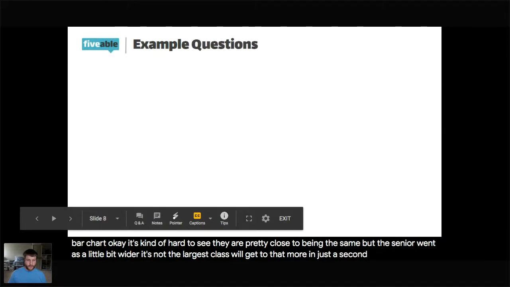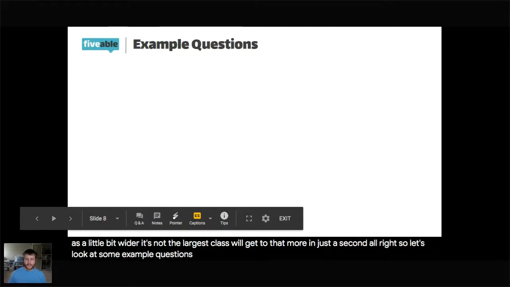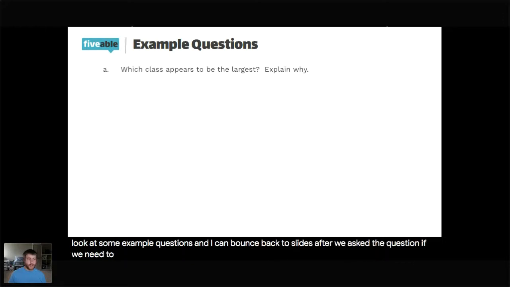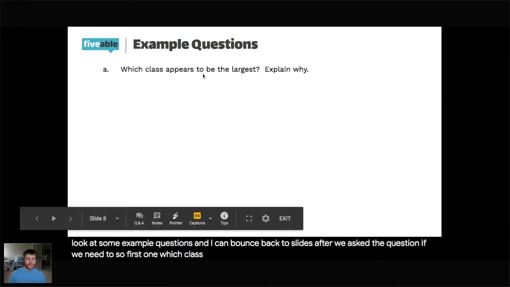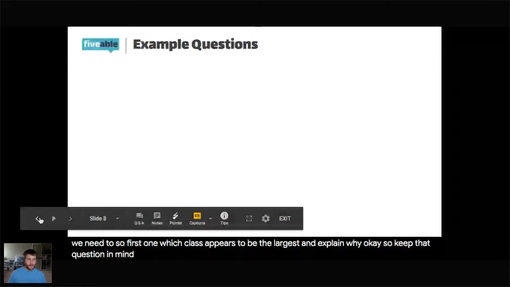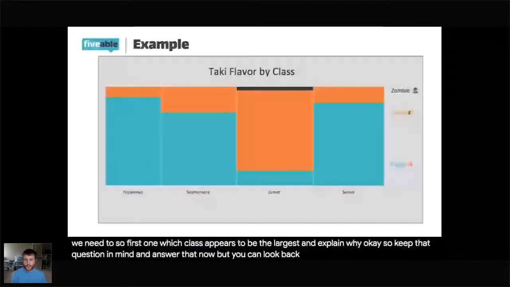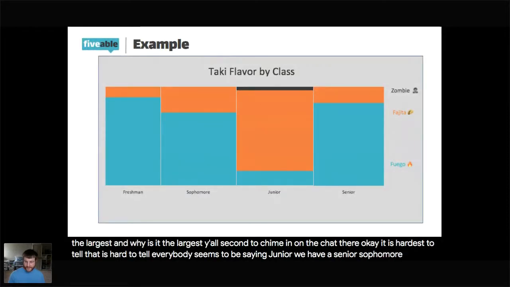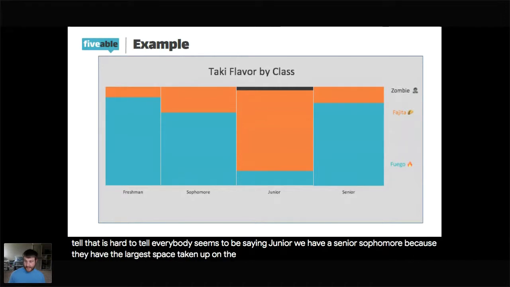All right. So let's look at some example questions, and I can bounce back to slides after we ask the question if we need to. So first one: which class appears to be the largest, and explain why? Keep that question in mind and answer that now that you can look back at the mosaic plot. So which class is the largest? And sophomore, because they have the largest space taken up on the x-axis. That would be good. That's another good explanation.